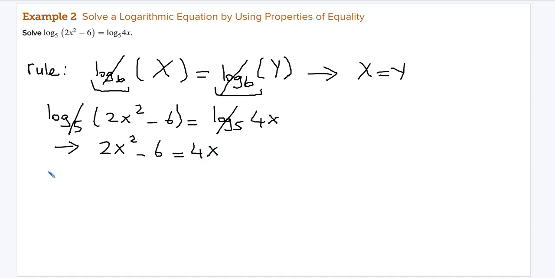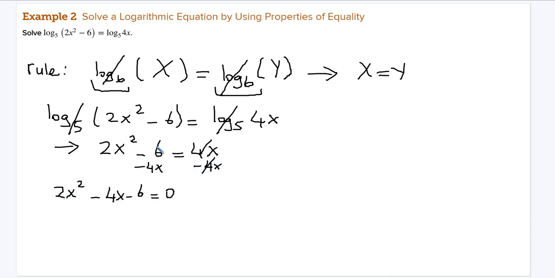Now this is not a logarithmic equation anymore. This is a basic quadratic equation, as you can see from the exponent 2 here, right? Remember how we solve them. We have to collect everything on one side. Just subtract the 4x from both sides to do that. When you do that, your equation will be in the standard form, which is 2x squared minus 4x minus 6 equals 0.